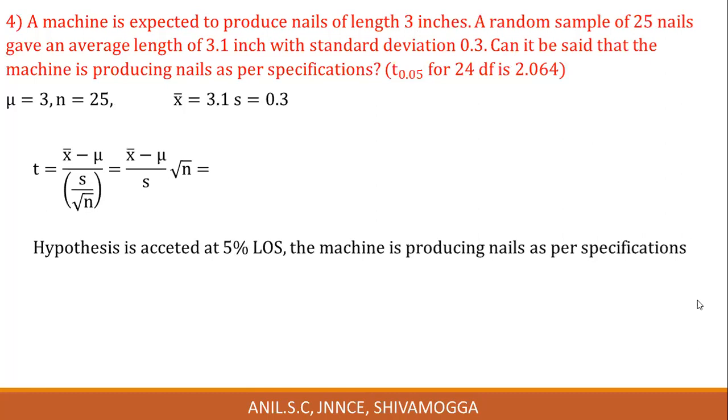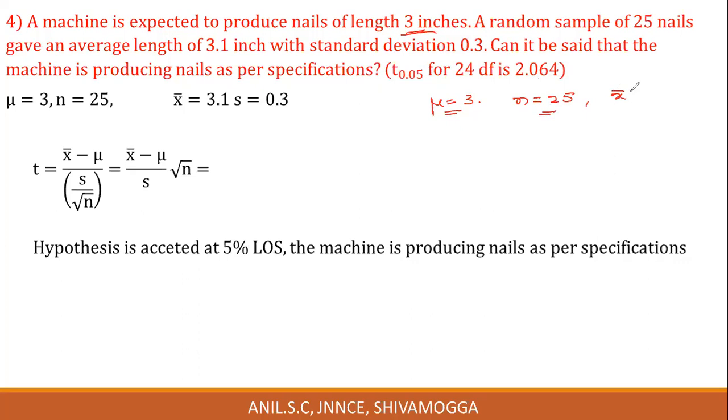It's a very simple problem. A machine is expected to produce nails of length 3 inches. That means population mean mu is equal to 3. A random sample of 25 nails gives an average length of 3.1. That means 25 nails are considered. Sample size is 25. Therefore, n is equal to 25.